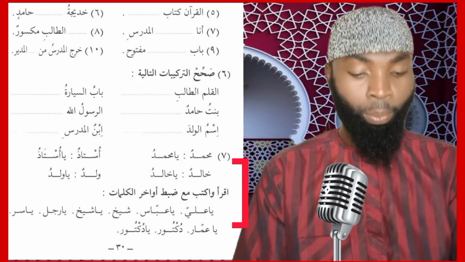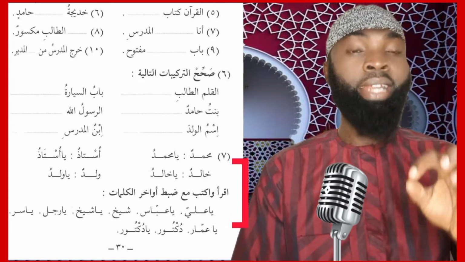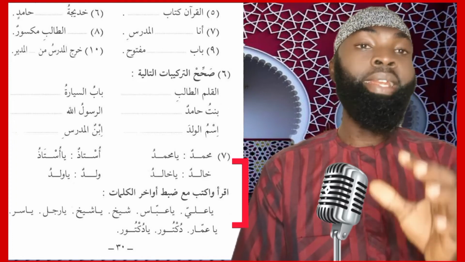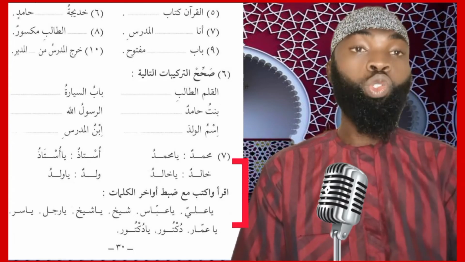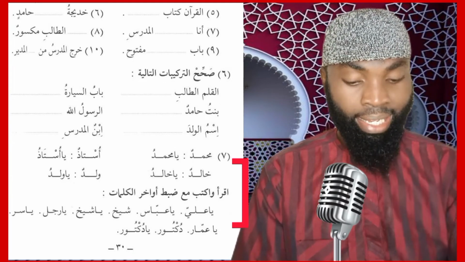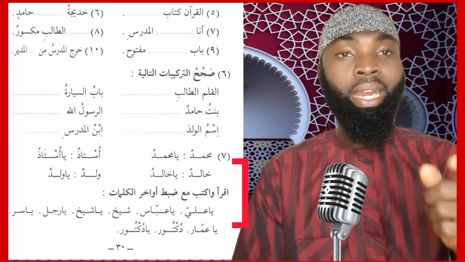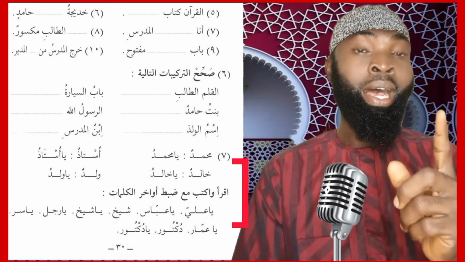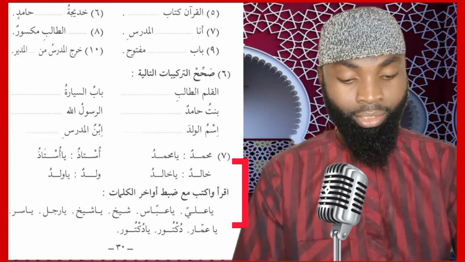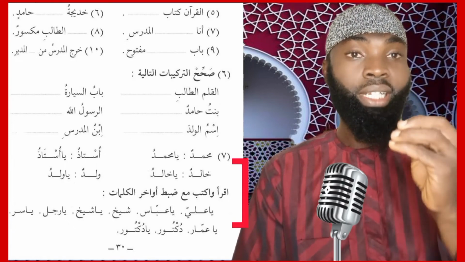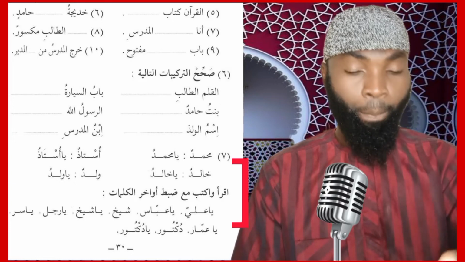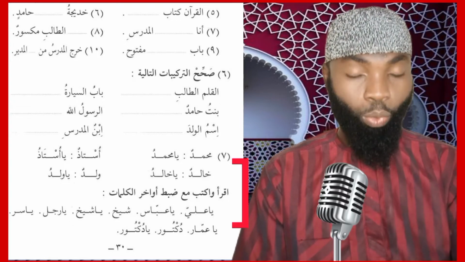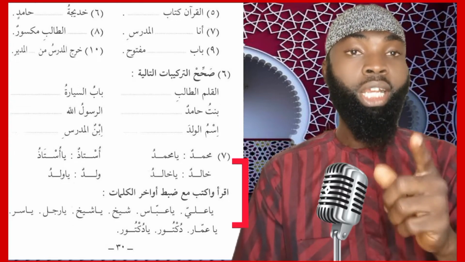Iqra waktub ma adabti awakhiril kalimat. Read and write the following and record the endings of the words. Each of these words, you have to read them and record their endings. We have Ya Aliyu, not Ya Aliyun. Have Ya Abbasu. Shaykhun, this is the original word. But because it is preceded by Ya Linida, now we say Ya Shaykhu.